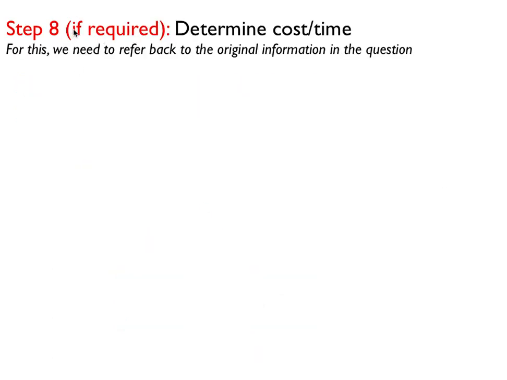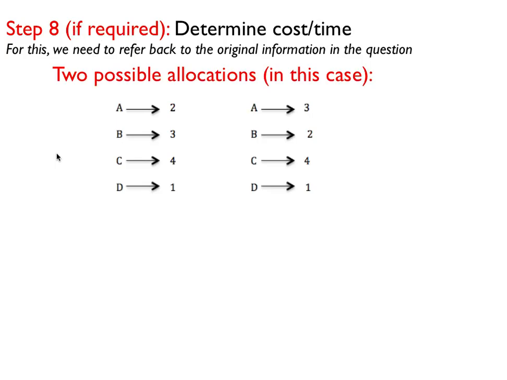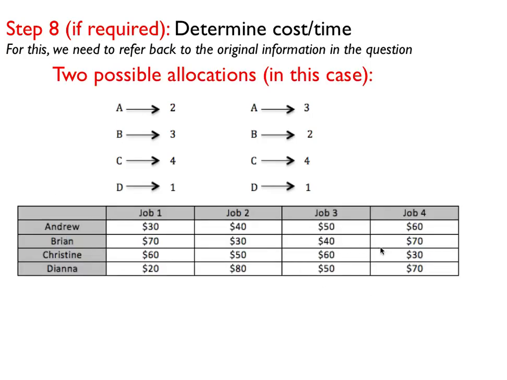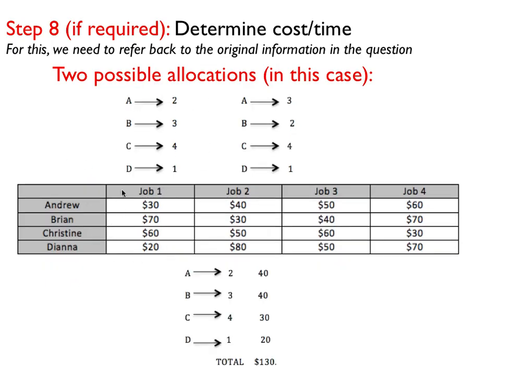If required, you might also need to work out what that minimum cost is, or if it was a time question, what that minimum time is. So to do that, we just go back to the original information that we were given in this table, and then use our allocation to work out how much this is going to cost us. So we said that Andrew, if we use the first allocation, would do job 2, that cost $40, so 40. We said Brian's going to do job 3, that's going to cost $40. We said Christine's going to do job 4, that costs $30, and Diana's going to do job 1, which costs $20. So summing those costs together gives us a total cost of $130, and that will be the minimum cost for allocating these jobs.